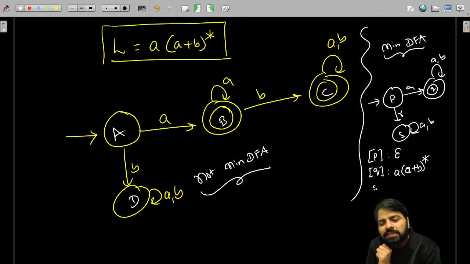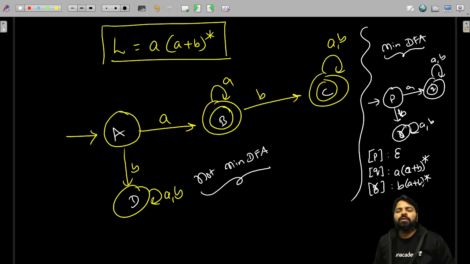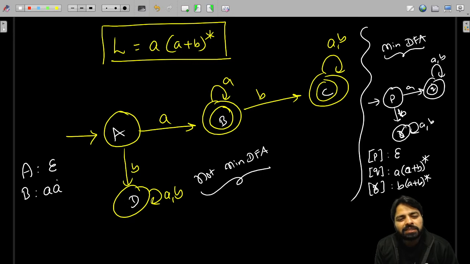And all the strings, what is that? You can write R or S, doesn't matter. R, let's write. All the strings which halt at R is, what I have written? B followed by (A plus B) whole star. Now, what do you look at here? If you look at this machine, A is epsilon, that's fine. But B is just, what is it? A followed by A star. And what is C? C is A followed by A star, B followed by (A plus B) whole star.